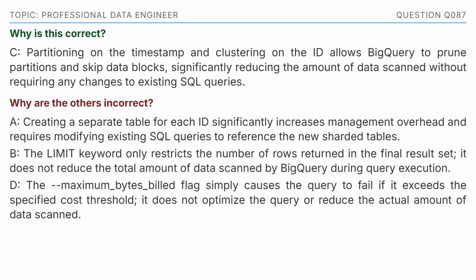Why are the others incorrect? A. Creating a separate table for each ID significantly increases management overhead and requires modifying existing SQL queries to reference the new sharded tables. B. The limit keyword only restricts the number of rows returned in the final result set. It does not reduce the total amount of data scanned by BigQuery during query execution. D. The maximum_bytes_billed flag simply causes the query to fail if it exceeds the specified cost threshold. It does not optimize the query or reduce the actual amount of data scanned.